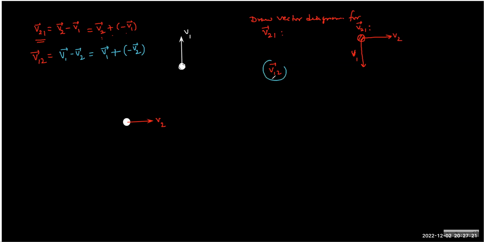So how will V12 look like, guys? The vector diagram will be: do not alter the V1, the way it is. Keep it as such. And 2 will add in which direction? Left to right, up, down, where? Left. It means your actual motion as seen by the first observer. This is V12. So you will be moving in which direction?